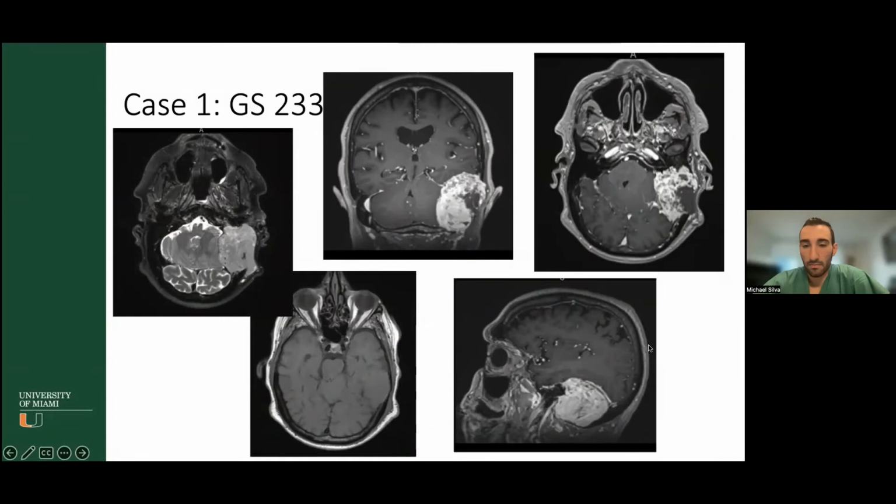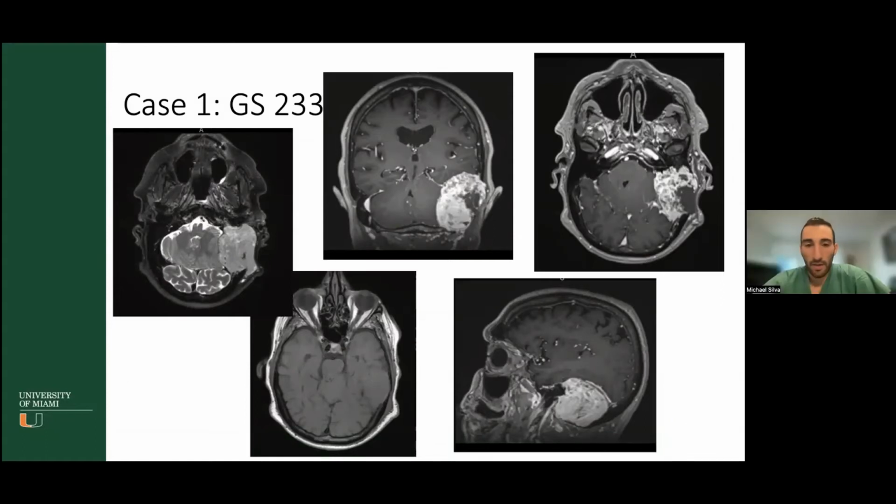It looks like it's attached to the tentorium. It has a supratentorial and infratentorial component at the very least. What I can't tell is if it's coming from outside and just pushing all of that in, or whether it's originating on the tentorium and going outwards.